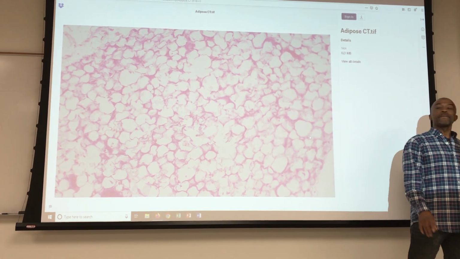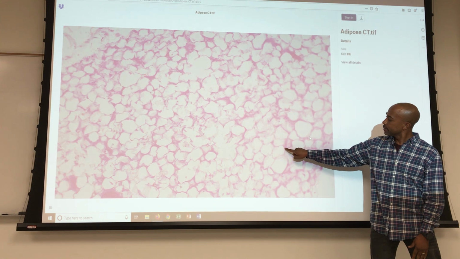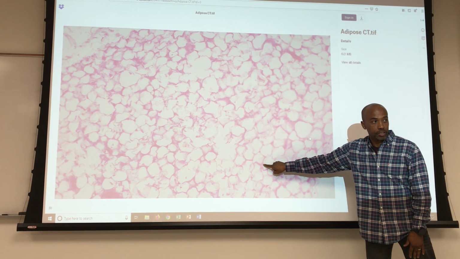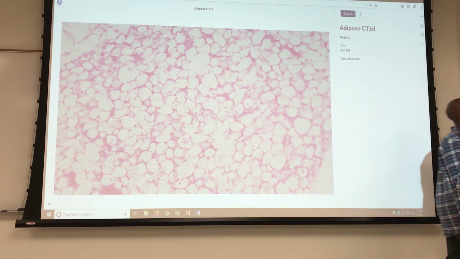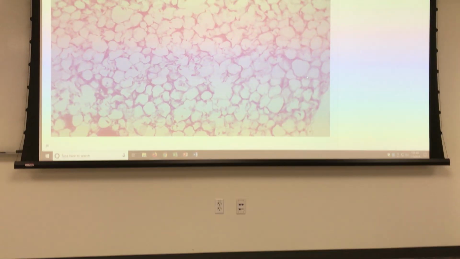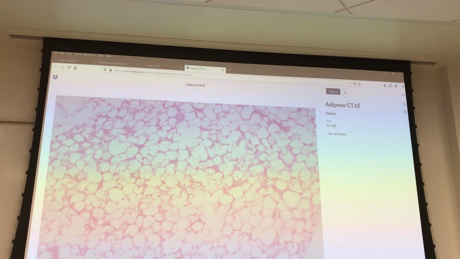So where's the nucleus? On the edges, this is right here. The edges are the nucleus? The dark spots on the edges, those dark blotches. One by one.